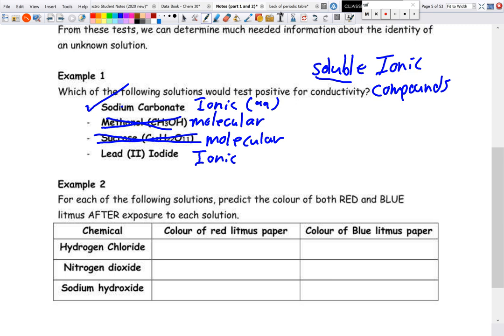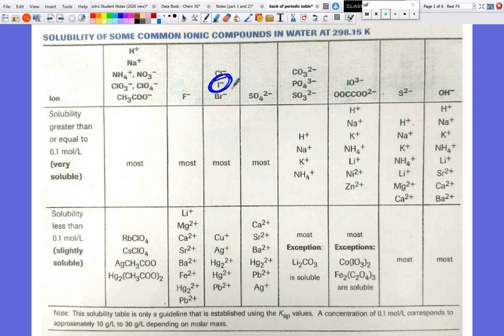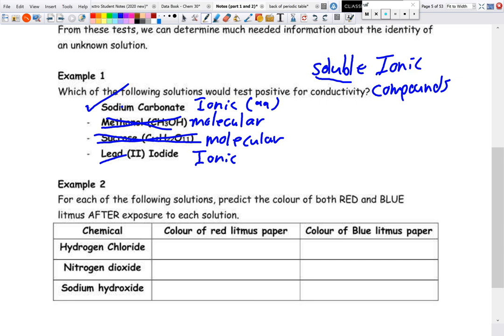Now my lead(II) iodide, I'm also going to have to check. So I'm just going to clear the markings I have right here. I find my iodide ion right here, and I go down. Most are very soluble, that bodes well, but I have to check that lead(II) is not down here. Copper(I), silver, mercury(II), oops. Lead is right here, slightly soluble, so lead(II) iodide also won't, because it stays as a solid. So our sodium carbonate is the only one that will test positive for conductivity.